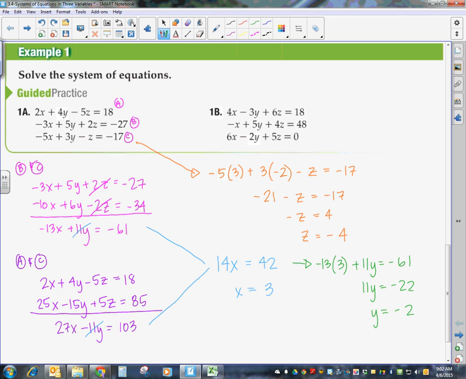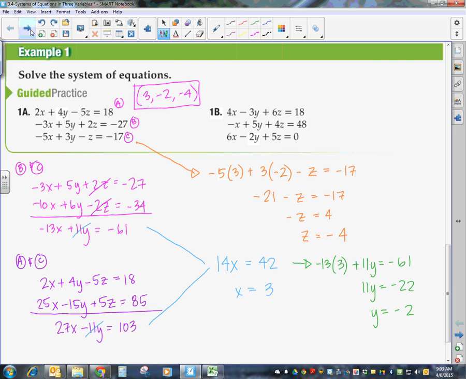So my answer as an ordered triple should be x, y, and z. To find the third one, I put it into this equation, so you can check easily in the other ones. 6 minus 8 is negative 2, and negative 2 plus 20 is 18, so that one checks out. Negative 9 minus 10 is negative 19, and negative 19 minus 8 is negative 27. So I know that all those have checked out.